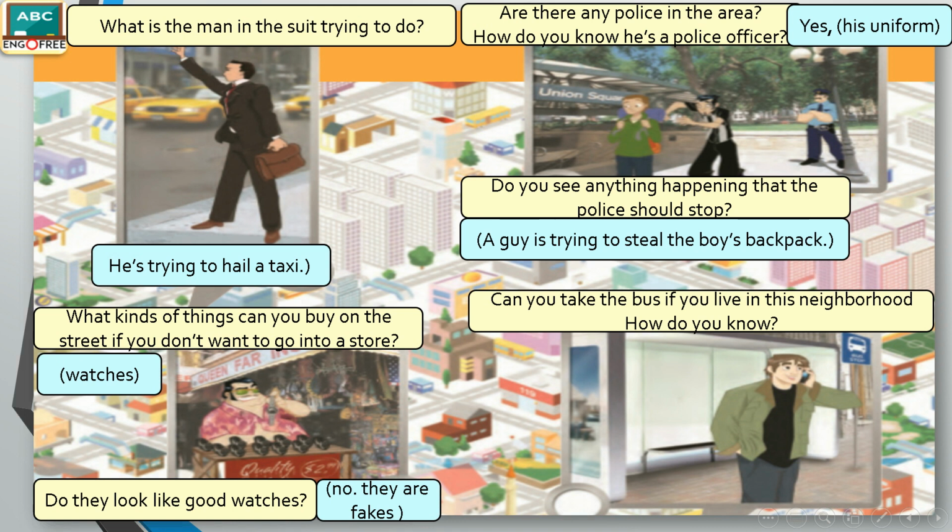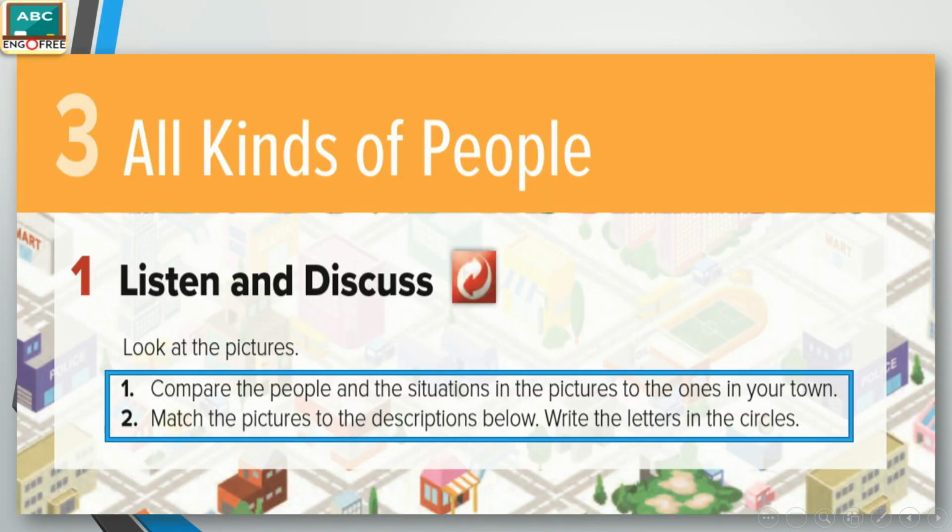Go to the last picture, picture 8. Can you take the bus if you live in this neighborhood? How do you know? Yes, I can, because there is a bus stop. So now, let's go to the box questions. Number 1. Compare the people in the situation in the picture to the ones in your town. Number 2. Match the pictures to the descriptions below. Write the letters in the circles.